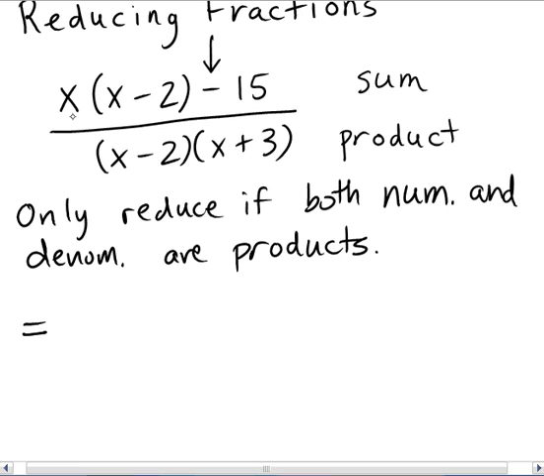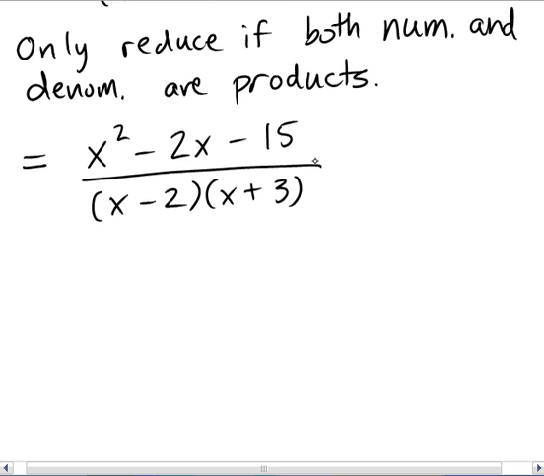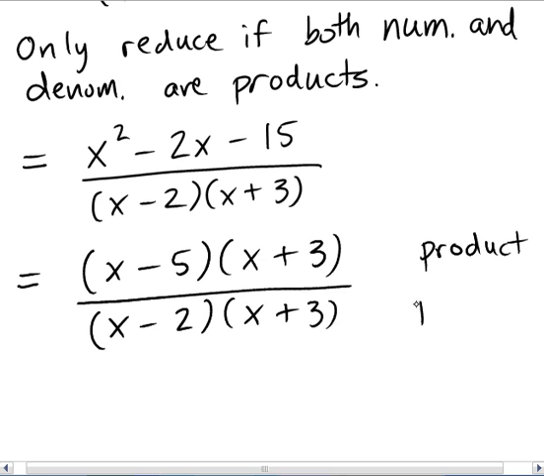And to do that, you first have to distribute this x to get x squared minus 2x and then minus 15 over this denominator. Okay. Now you can factor that trinomial in the numerator, and it factors as x minus 5 times x plus 3. Now that it's been factored, we do have a product in the numerator and a product in the denominator, which means we're ready to cancel any common factors, and we do see a common factor of x plus 3.